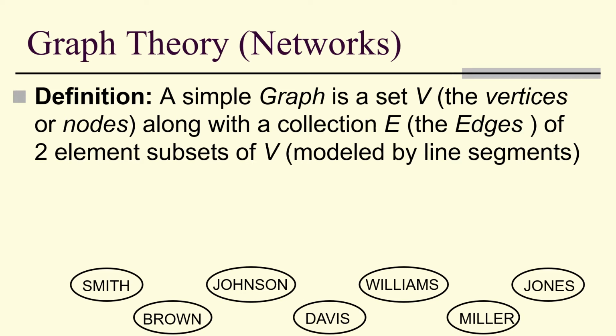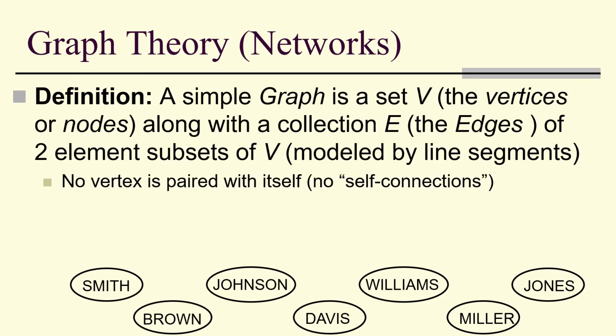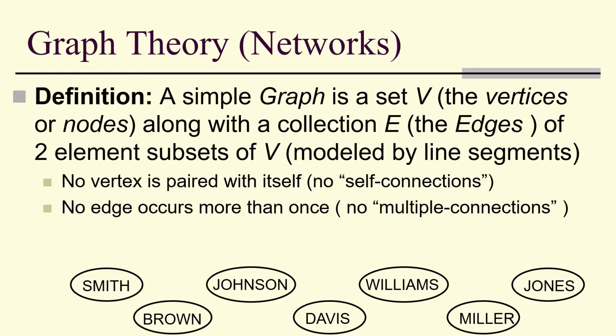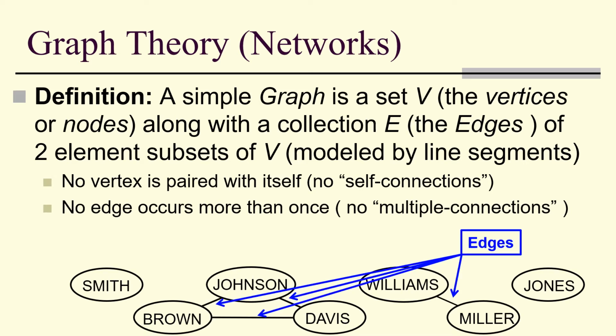So what do I mean? Well, a simple graph is a set V of vertices or nodes along with a collection E of edges, which are two-element subsets of V modeled by line segments. No vertex is paired with itself, so you can't have self-connections. No edge occurs more than once, so no multiple connections. So, for example, these would be edges, and this would be a graph with these vertices and the edges so drawn.